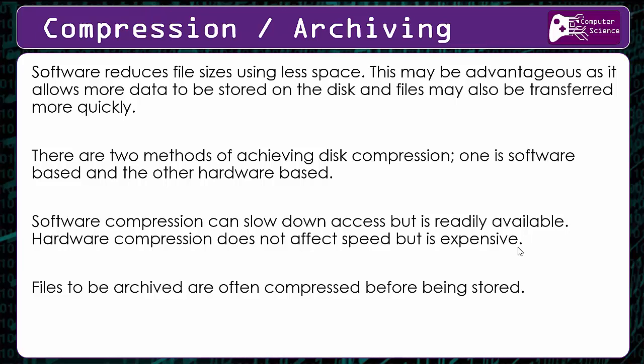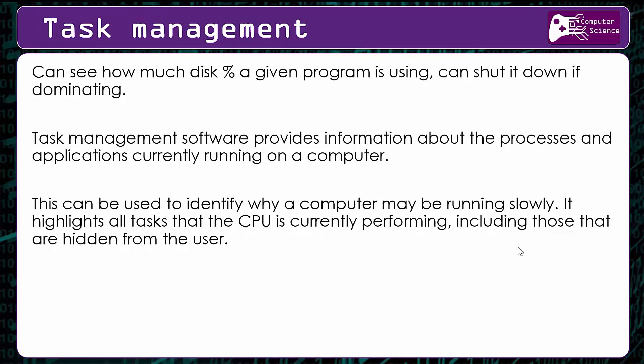So there's two main methods of achieving disk compression. One is software based and the other is hardware based. So software compression can slow down access, but it's readily available, it's easy to use. Hardware compression doesn't affect the speed, but it is expensive to achieve. Files can be archived. Files that are archived are often compressed before being stored. So archiving is where you move your files that you no longer use regularly to usually an external storage device, but you still have them there as a backup in case you ever need them in the future.